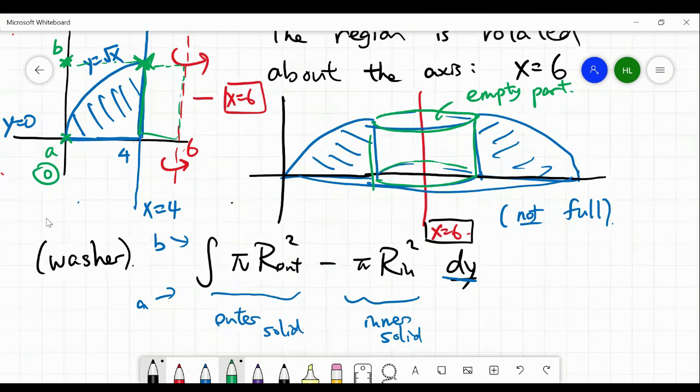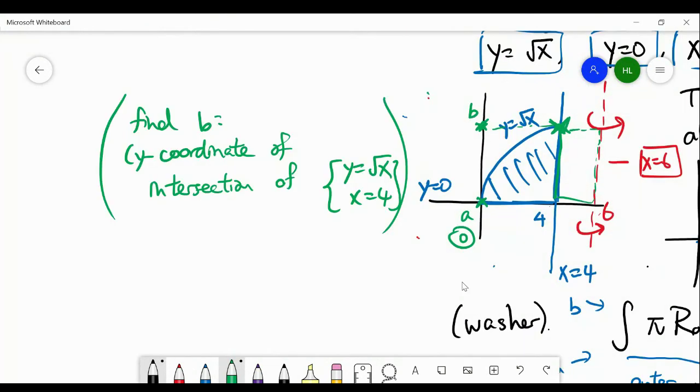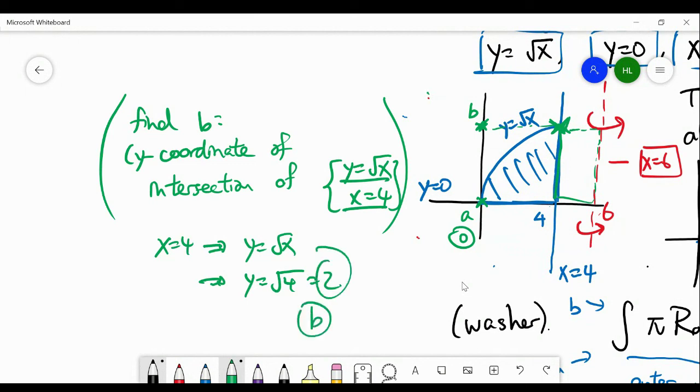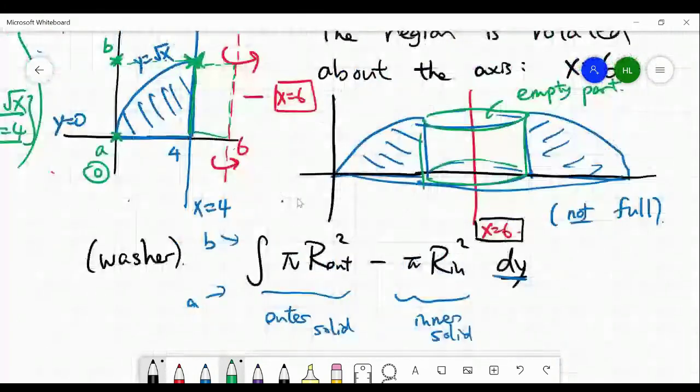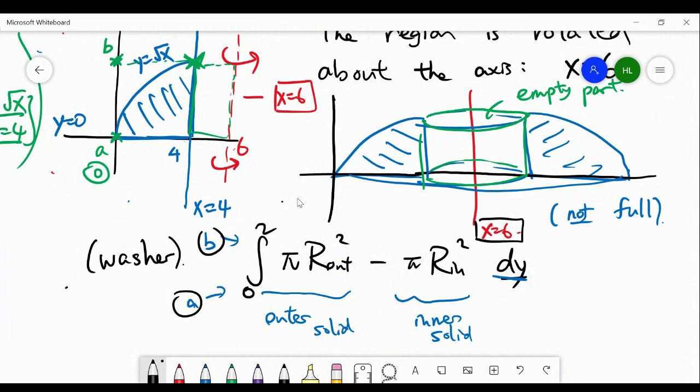So let's find b first. Take a look at the green color on this part of the page. The b is the y coordinate of the intersection of two lines, y equals square root of x and x equals 4. So we can just solve these two equations. x is 4 can be put into y equals square root of x. Essentially, you're solving y equals square root of 4, which is 2. So basically, our b is 2. Let me put it back into our formula first. Now the integration is from 0 to 2, you can see.